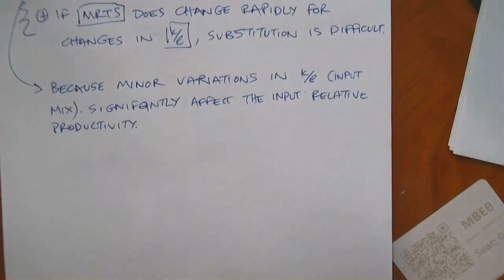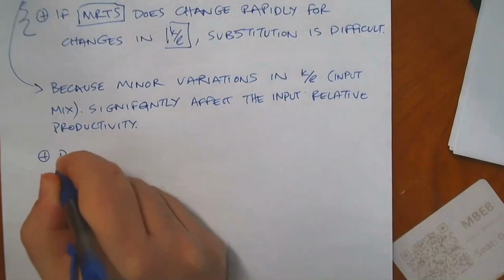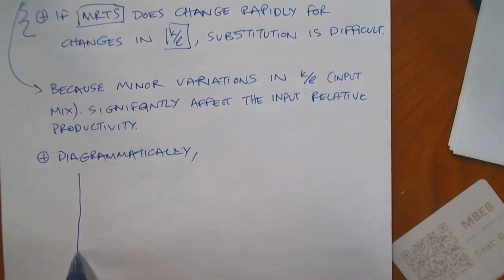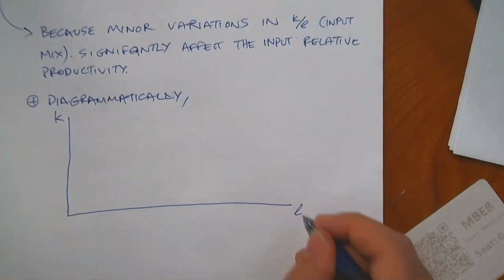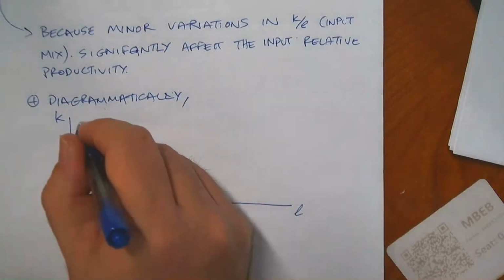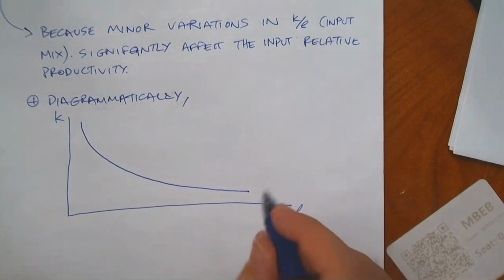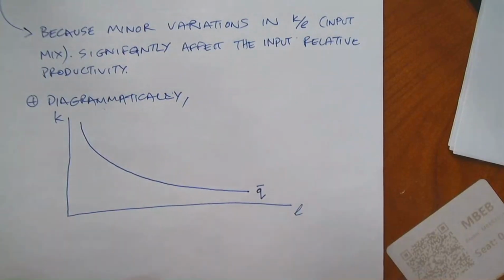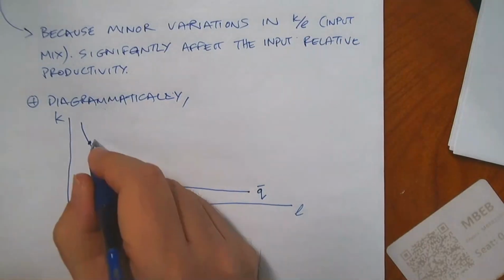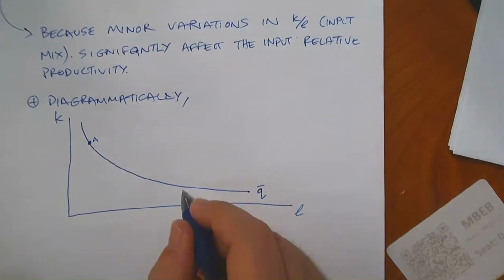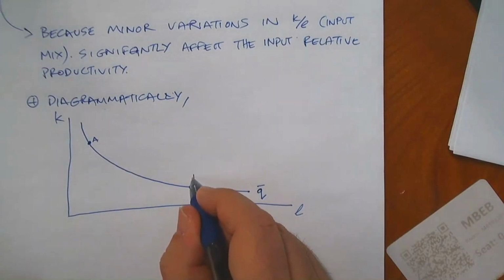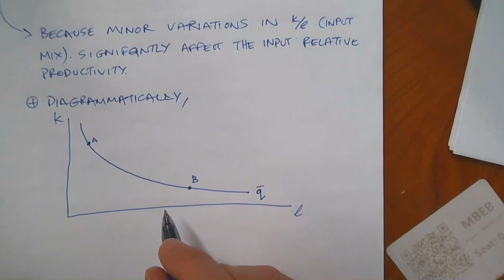Let me draw the diagram here too. So diagrammatically, you have capital over here, you have labor over here, standard stuff, and you are producing a quantity called Q bar. This is a point that we can call A. This is a point that we can call B down here, right?